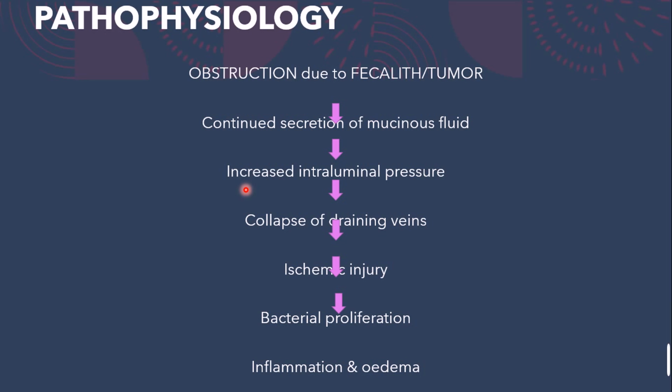So these things will happen in order to throw out that content, but when it fails to happen, there will be a collapse in your draining vein because it got stuck and the lumen is very small in the appendix region. So the draining vein or the circulation system will collapse over there. Due to that, there will be ischemic injury. Ischemic injury means there will be a lack of blood supply in that appendix region, leading to bacterial proliferation. When there is a lack of blood supply, bacteria will eventually catch infection over there and rapidly multiply, and there will be a huge infection.